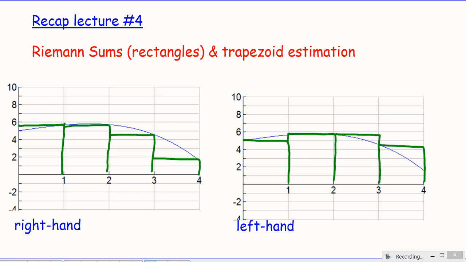Hi, this is recap lecture number 4, and this focuses on different sorts of estimation of area under a curve, basically the idea of a Riemann sum in general, as well as some other ideas that were in chapter 4 of your textbook when we were going through it. You can see in the first little bit of your outline there that I just drew some pictures to help us remember right hand versus left hand Riemann sums.